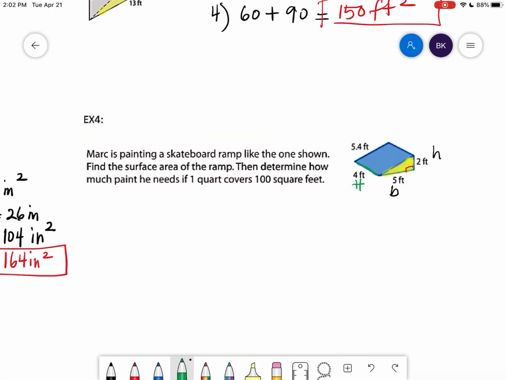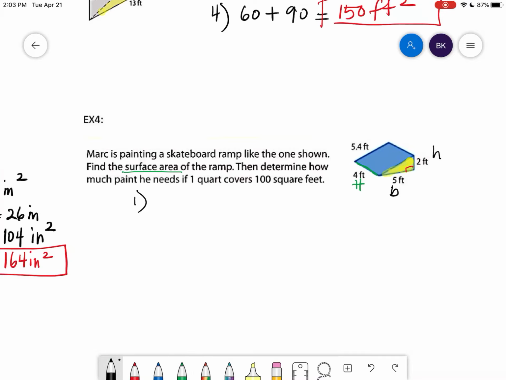Now that I have this, Mark is painting a skateboard ramp like the one shown. Find the surface area. So I'm asked to find the surface area of this ramp. And then we're going to determine how much paint Mark needs to buy based on one quart covers 100 square feet. So as soon as we find the surface area, we will know how much paint he needs to buy.